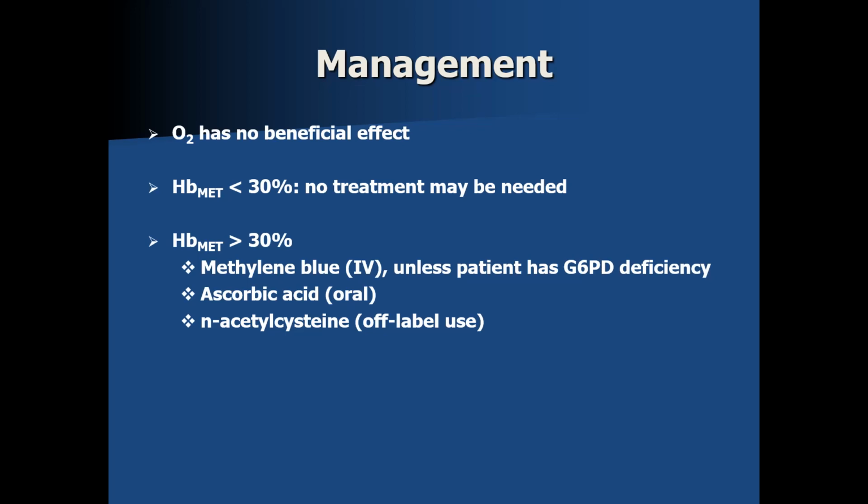Other forms of treatment can include ascorbic acid or vitamin C given orally, and also N-acetylcysteine or Mucomyst, which is also administered orally. This is off-label use of the acetylcysteine.